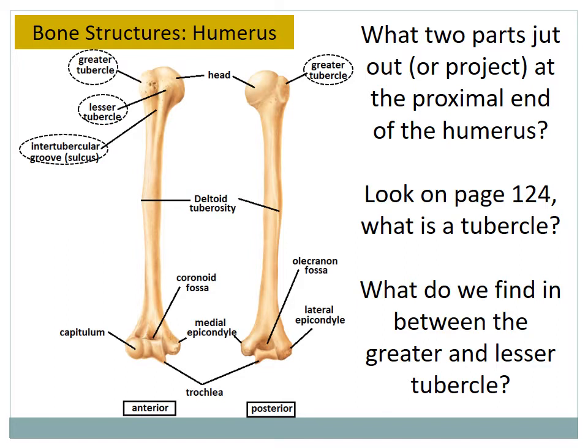So what structure do we find in between the greater and the lesser tubercle? Yeah, that's the intertubercular groove or sulcus, which makes sense, right? It literally says intertubercular, in between the tubercles, groove. So it's just a groove in between the tubercles. That's why it's called the intertubercular groove.